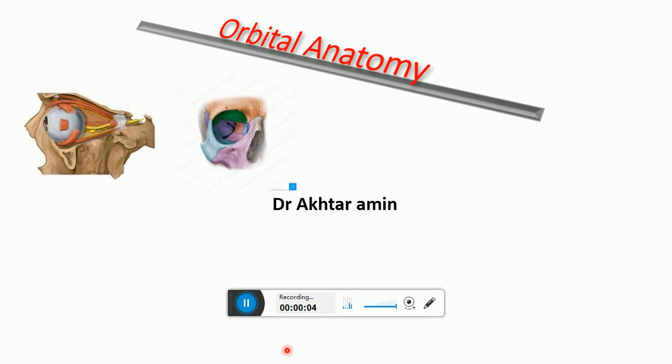Today's topic is orbital anatomy. The orbit is a pear-shaped cavity, as you can see. The stalk of this pear is the optic canal. This is the optic canal.